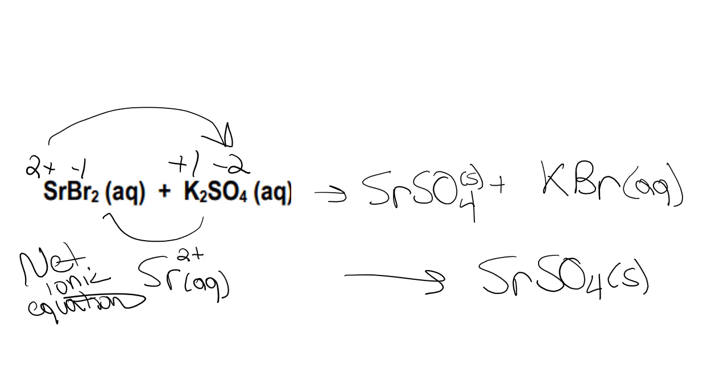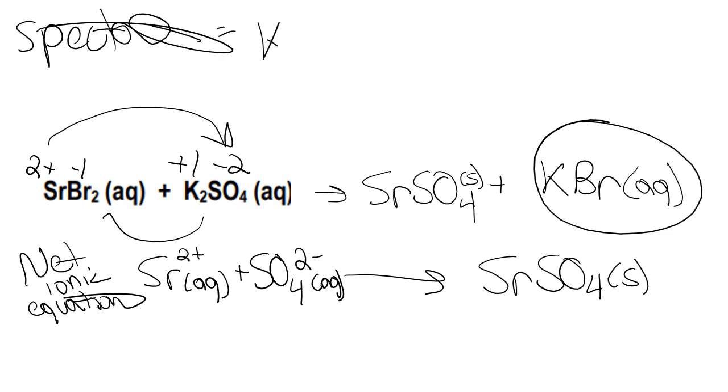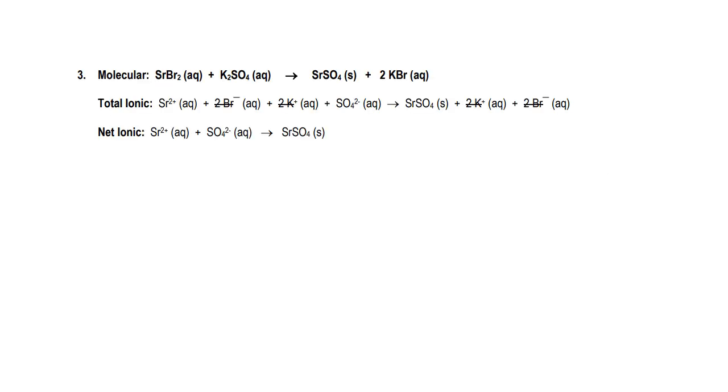I'm just going to write whatever the charges it makes it into. Then what are the spectator ions? Meaning, what's aqueous in front of it on both sides? Well, it's the only thing on the right, on the product side, that's aqueous. So spectator ions are K plus and Br minus. And there we see the answer.